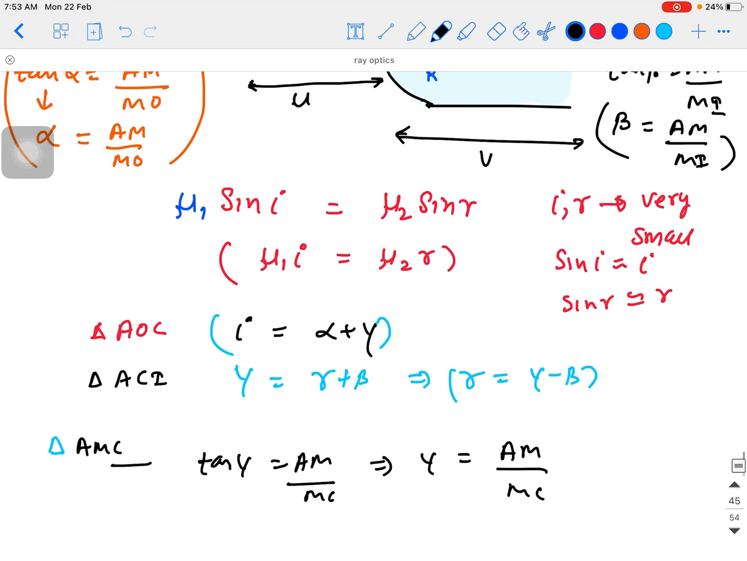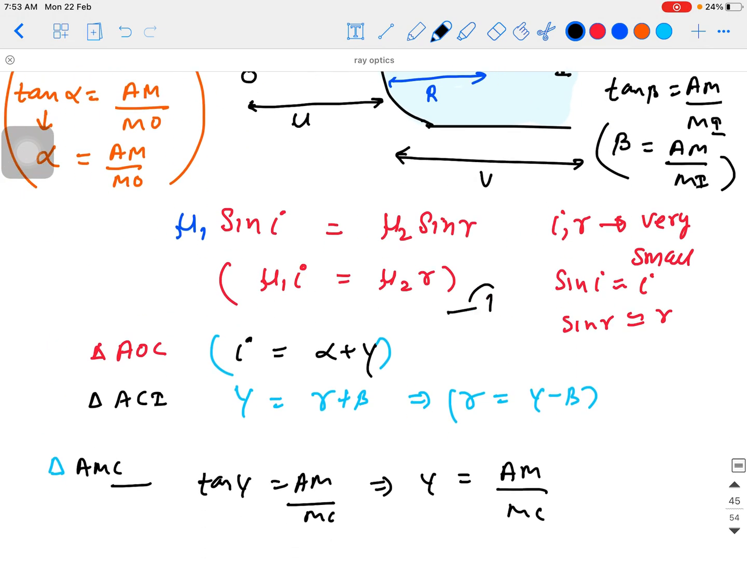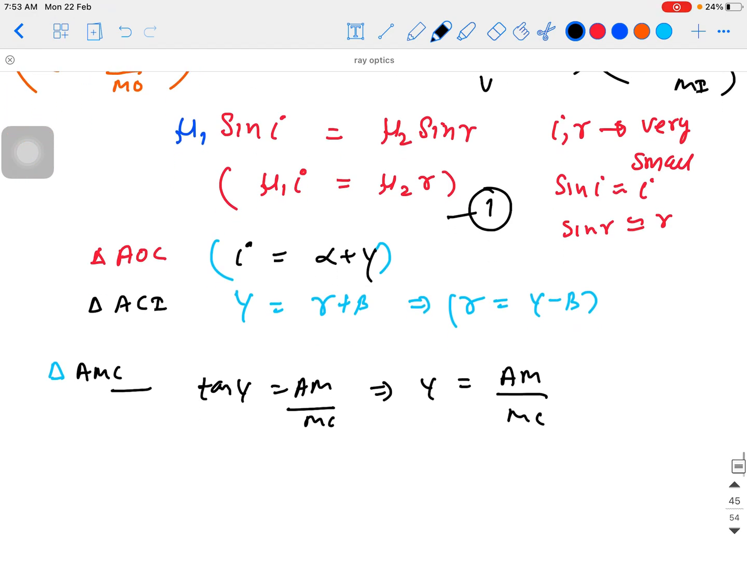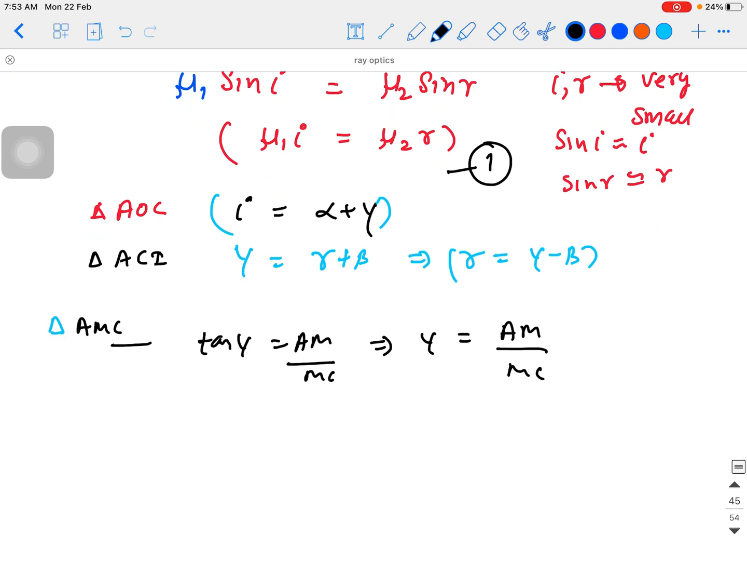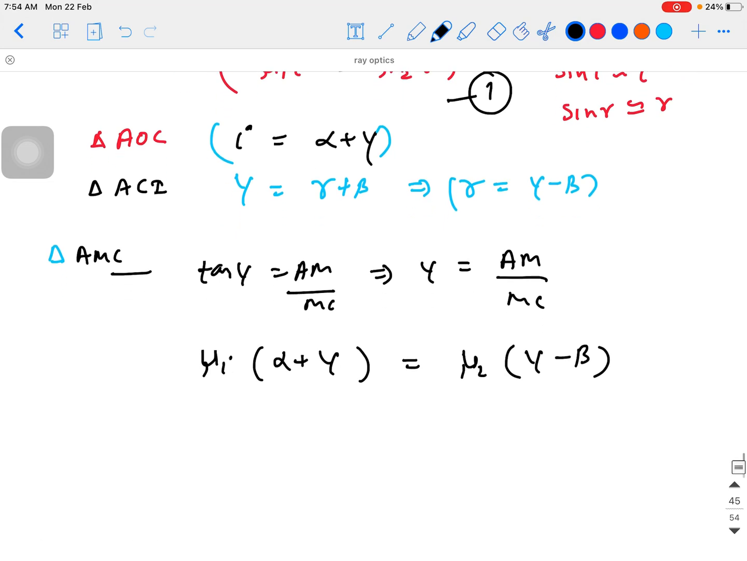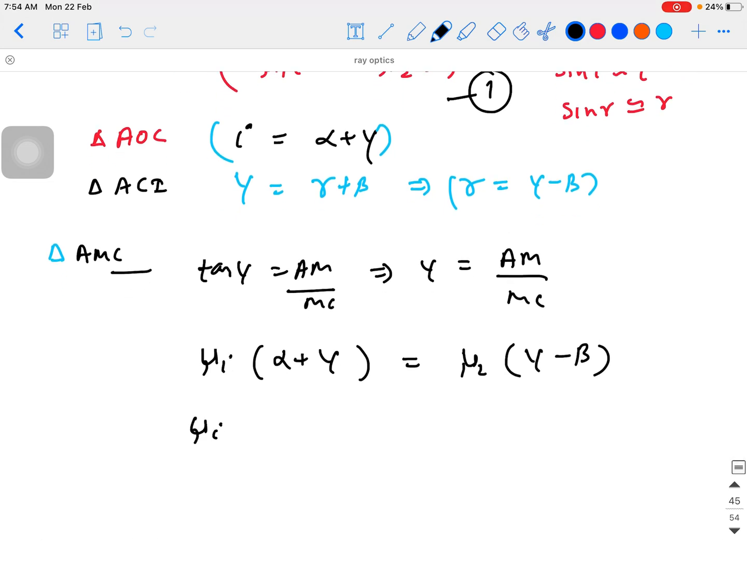Now, this was our equation, I got equation 1. Let's say mu1 i is equal to mu2 r. In this I will write the i value. The i value is what? Alpha plus gamma is equal to mu2 r. The r value is what? Gamma minus beta.